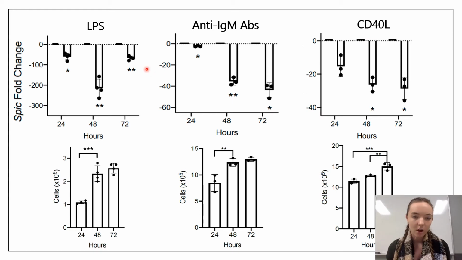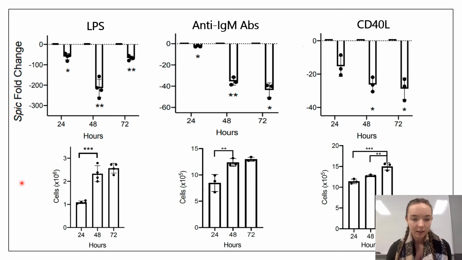And what we found was common between all 3 of these proliferative conditions is that Spi-C was robustly downregulated in response to all of these signals at most of the time points that were assessed. Now we looked at the expression at 24, 48, and 72 hours for each of these signals, and we found that all 3 of them significantly downregulated Spi-C.